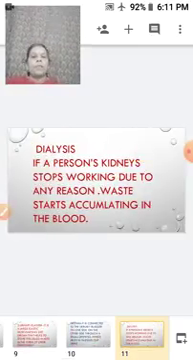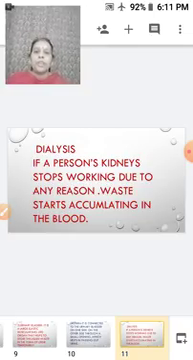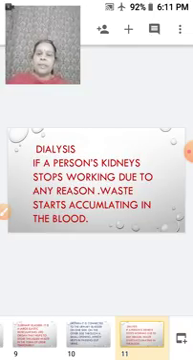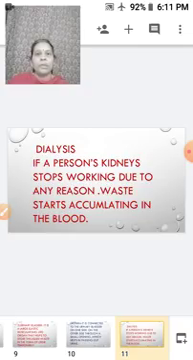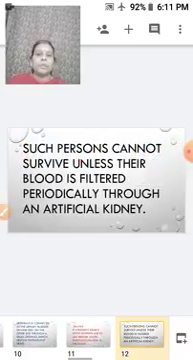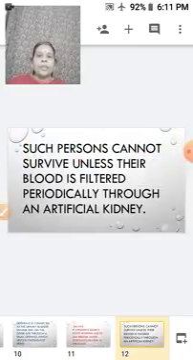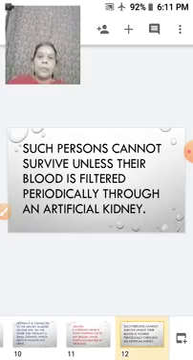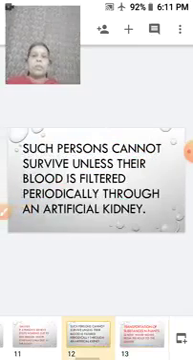Children, if somebody's kidney stops working due to any reason, maybe due to any disease or any injury, then waste starts accumulating within their blood. Such persons cannot survive for a longer period of time if their blood is not filtered. So this is done through an artificial kidney, and such persons undergo the process of dialysis.